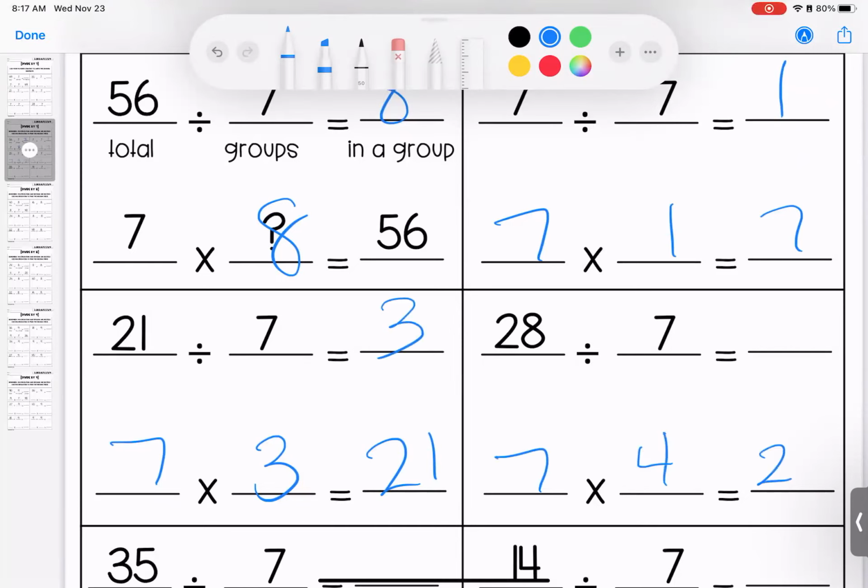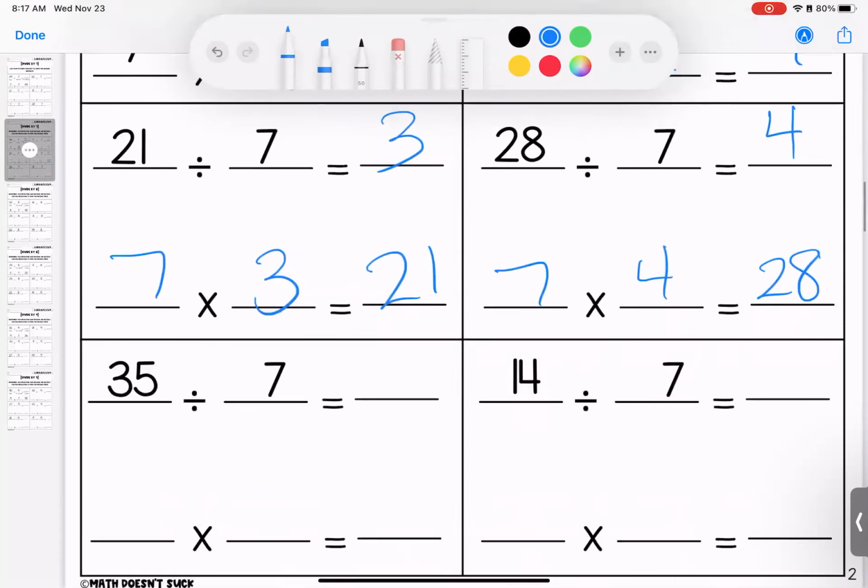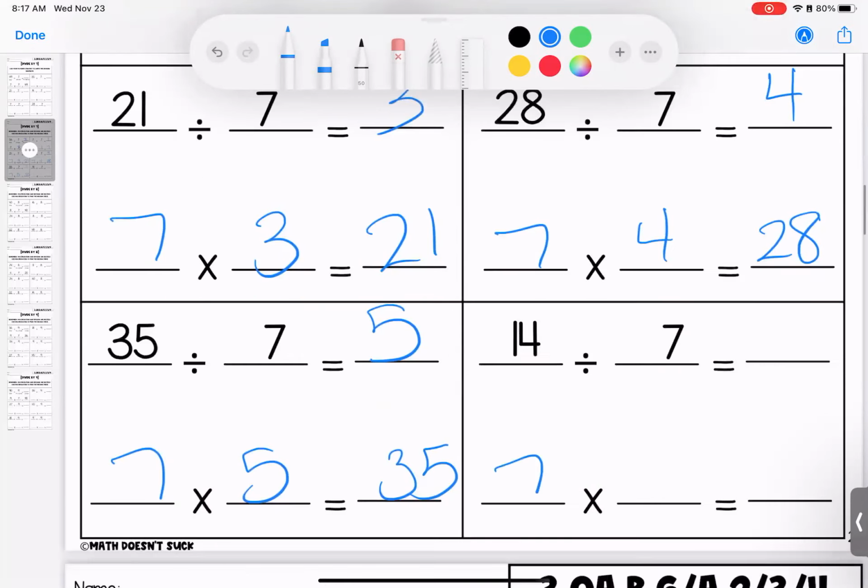7 times 4 is 28, so 28 divided by 7 is 4. 7 times 5 is 35, so 35 divided by 7 is 5. And 7 times 2 is 14, so 14 divided by 7 is 2. Remember to lean into that multiplication magic when you are working through your division.